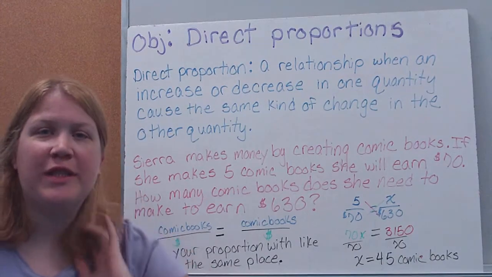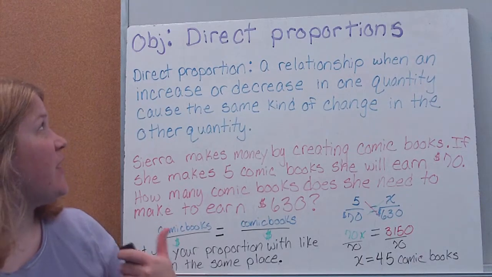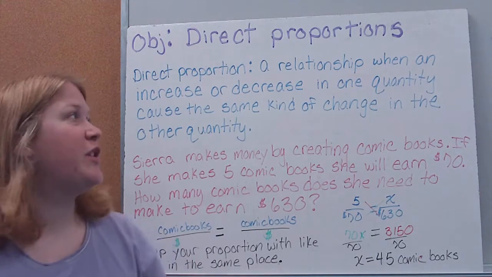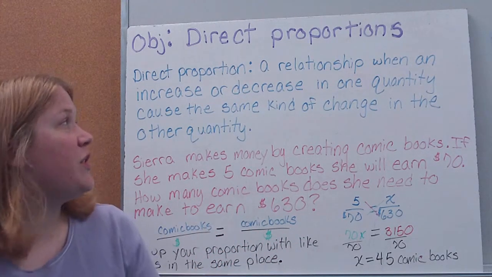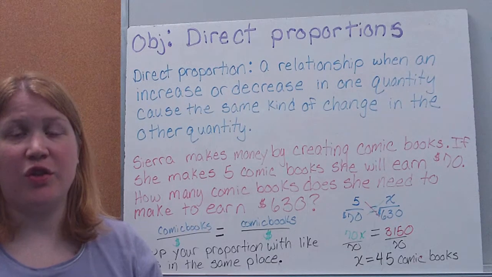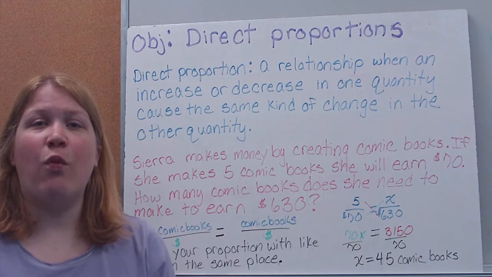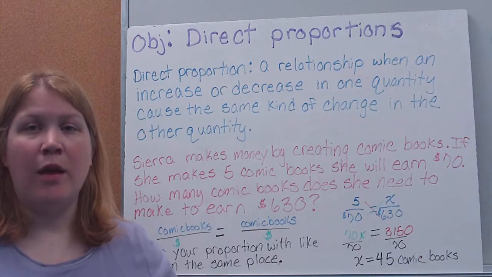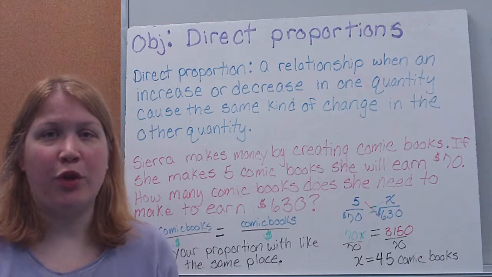We talked about proportions, and the ones that we looked at actually would have been direct proportions. So let's define a direct proportion for you. This is simply a relationship, and by relationship I mean a ratio or a proportion, where an increase or decrease in one quantity causes the same kind of change, either an increase or a decrease, in another quantity. So basically what I'm saying is if one value goes up, the corresponding value would have to go up as well. Most of the time when we talk about proportions, this is what people mean, a direct proportion.